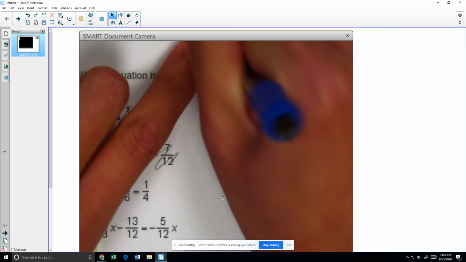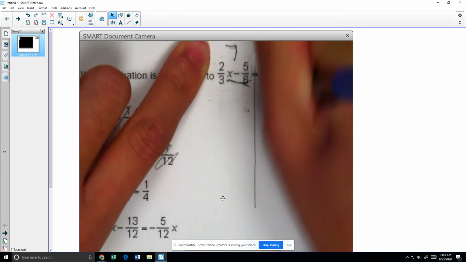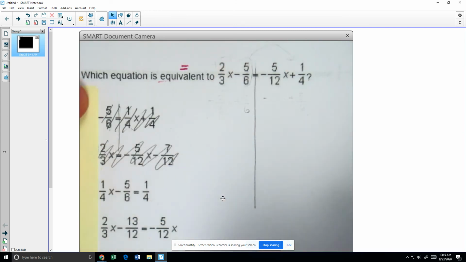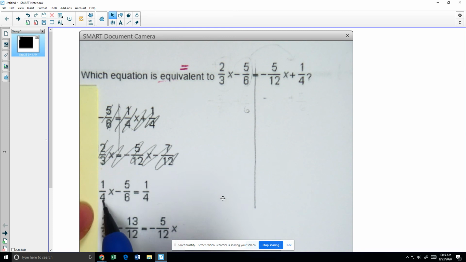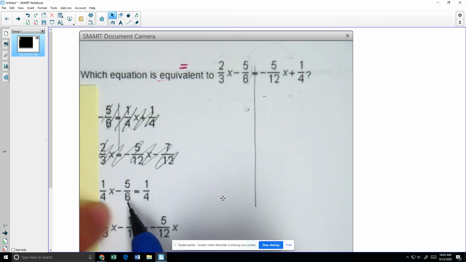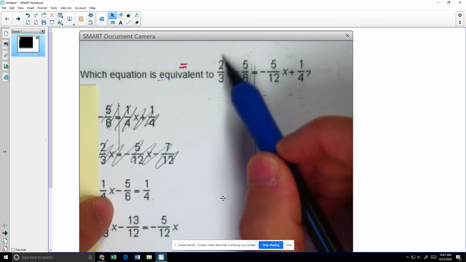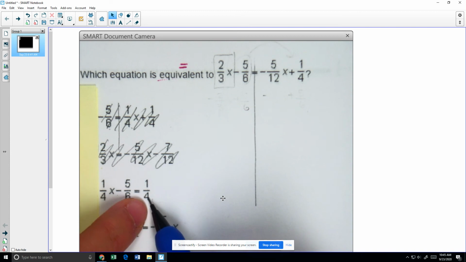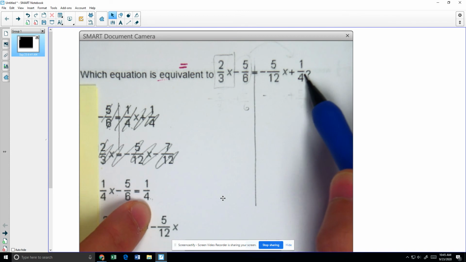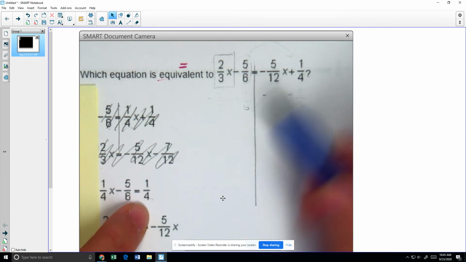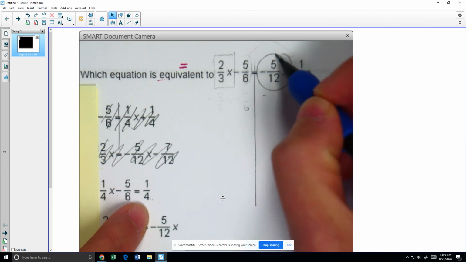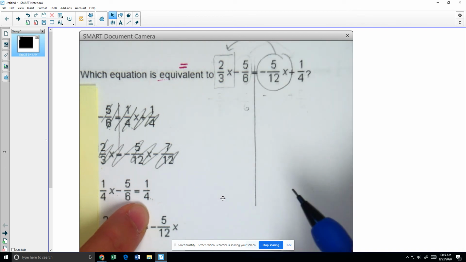All right, let's move on then. Let's go to the next one. Letter C. They end up with 1/4 x minus 5/6 equals 1/4. So what's different? The 5/6 is the 5/6. The 1/4, this is different. And this is 1/4 here. But I don't see a 5/12 here. So they must have taken this and moved it to this side.